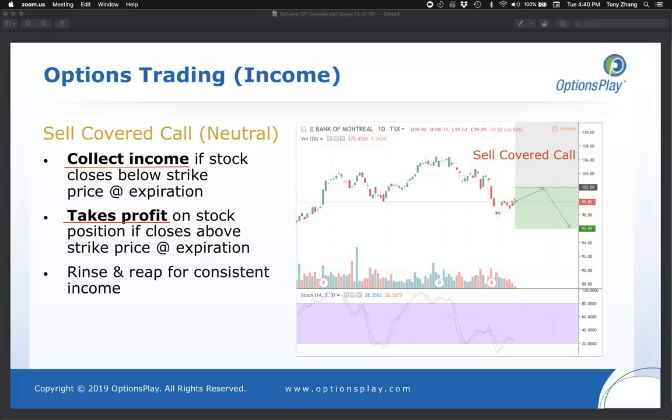If it exceeds that level, you effectively sell your stock at that level and take profit on your stock, or sell your stock at a profit. So you can basically rinse and repeat this for consistent income until you sell your stock at a profit.